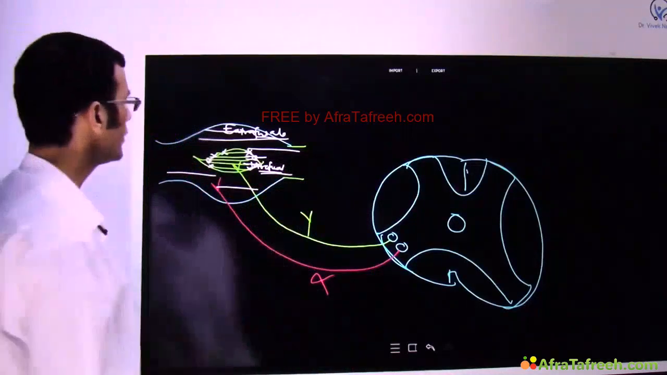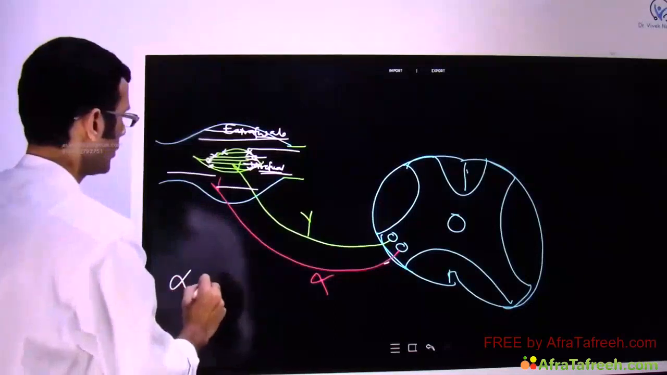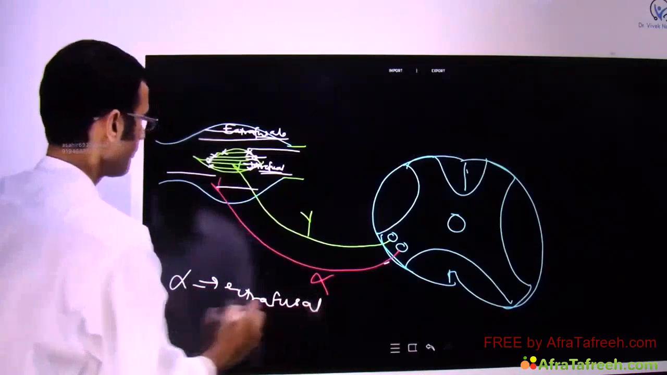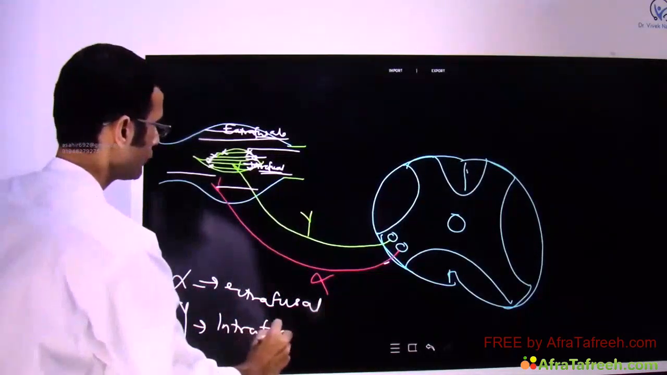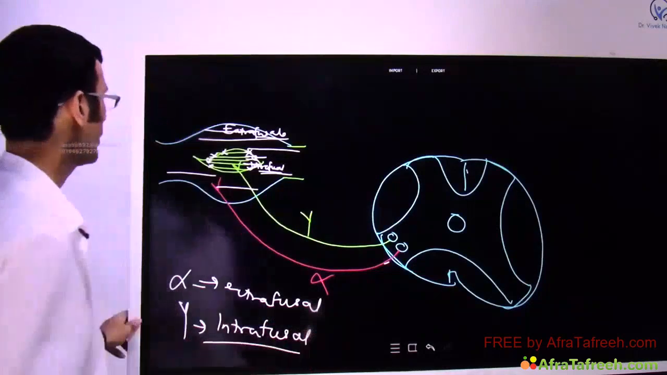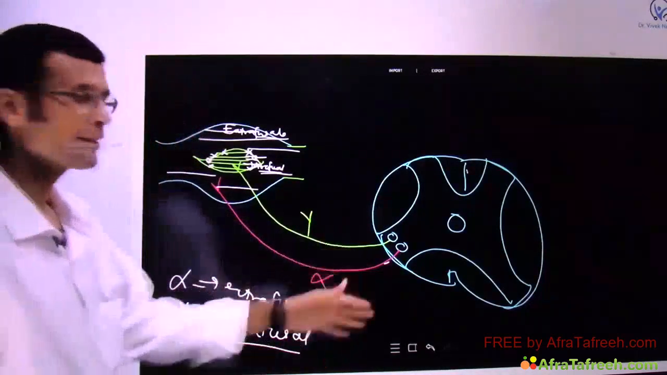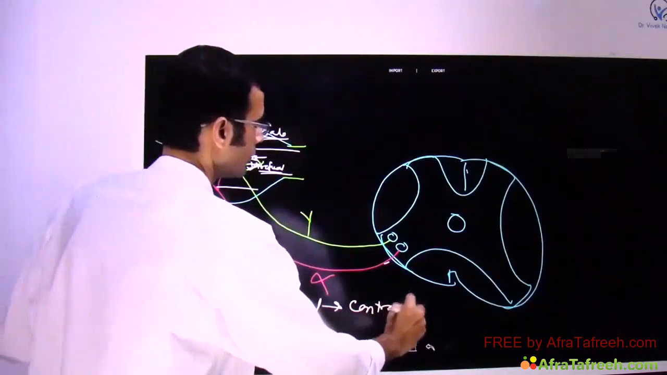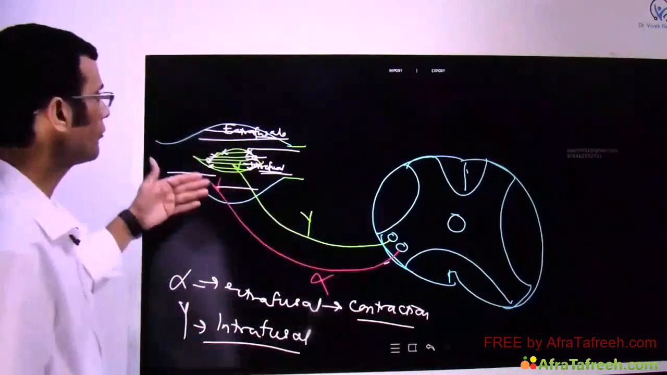Then you can see here that the alpha motor neuron innervates the extrafusal fibers. The gamma motor neuron innervates the intrafusal fibers. Muscle contraction is the contraction of extrafusal fibers. So muscle contraction is brought about by the alpha motor neuron, which causes the extrafusal fibers to contract.